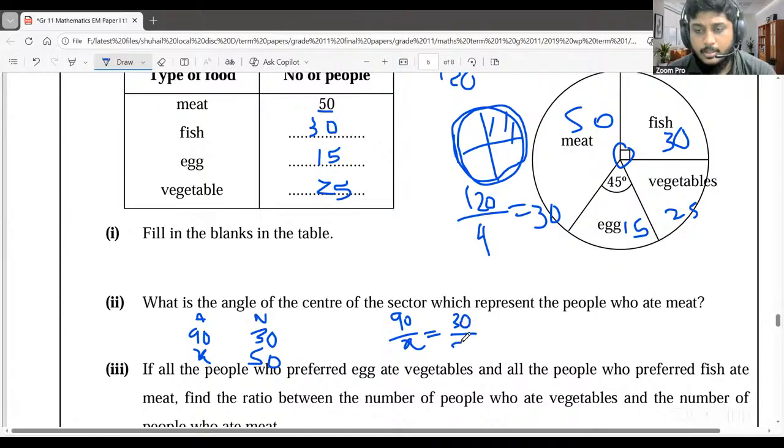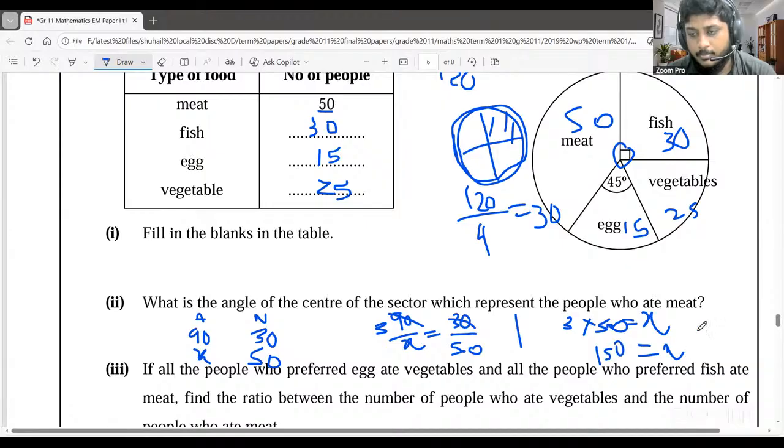Now what can you do? You can cut top numbers to top numbers. 30 and 90 you can simplify by 3. So send the X to this side, and 50 comes to this side. 3 into 50 becomes 150. So X is equal to 150. Right. What is the angle at the center of the sector which represents the people who eat meat? 150.